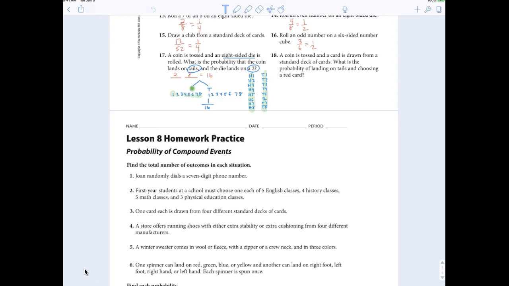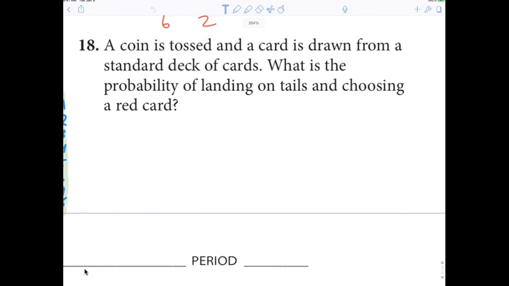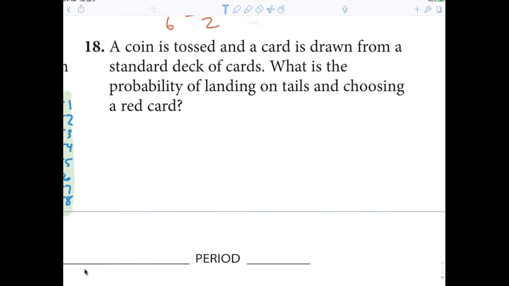All right. So we have one person who wants to respond so far to question number 18. What did you think? 1/2. Anybody else? So it says a coin is tossed and a card is drawn from a standard deck of cards. What's the probability of landing on the tail and choosing a red card? What did you think? 1/2.